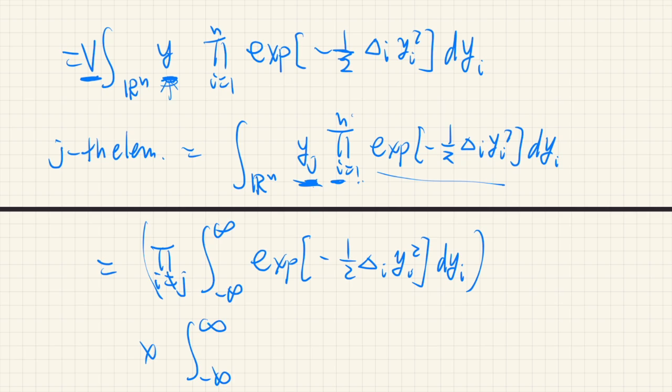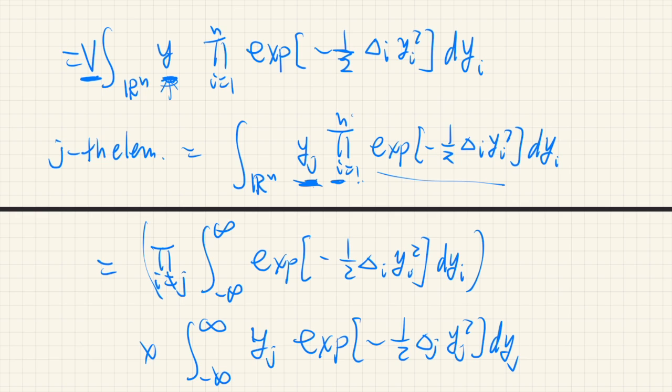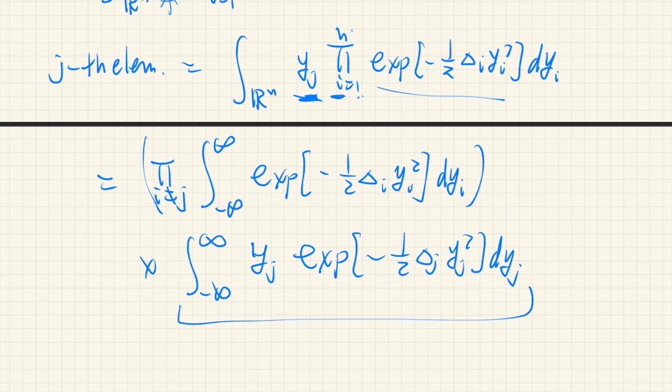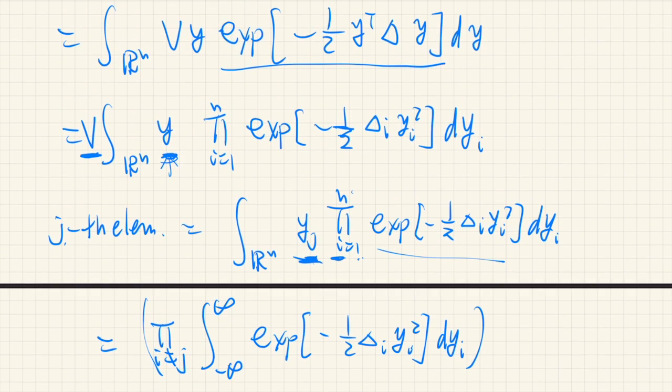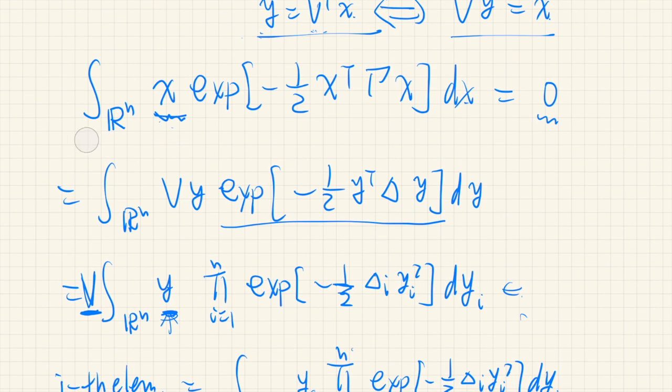y_i squared dy_i. So we have this on one hand, times this: y_j times exponential of this delta_j y_j squared dy_j. But we know that this is equal to 0. So this element should be 0, but j can be any element. So after all, the elements of this integral become 0. And 0 times the 0 vector, if multiplied by this matrix, is still the 0 vector. So as we have claimed in the beginning, the result is the 0 vector.